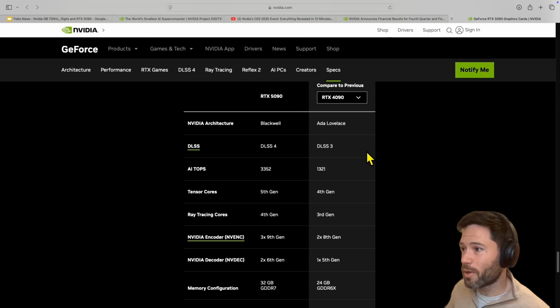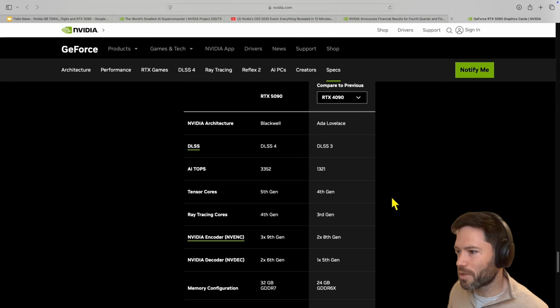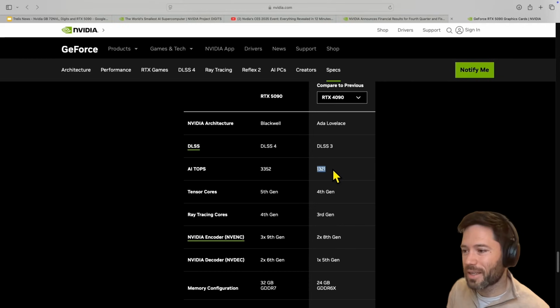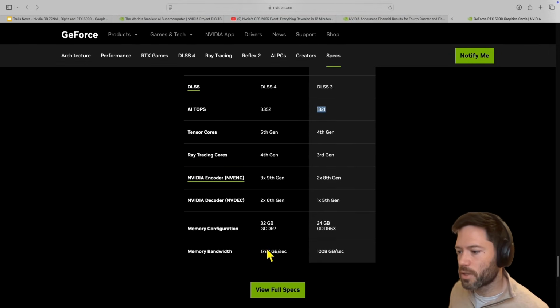Now we can take a quick look at the specs here of the 5090 versus the 4090. You can see the AI TOPS are about 3 times, a little bit less than 3 times the 4090. As I mentioned, that's in large part because it's doing 4-bit instead of 8-bit, as I understand, at least. The memory bandwidth is also significantly larger, so 1.7 compared to 1 terabytes per second.